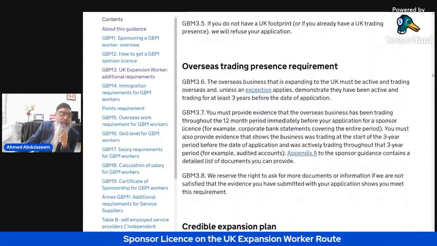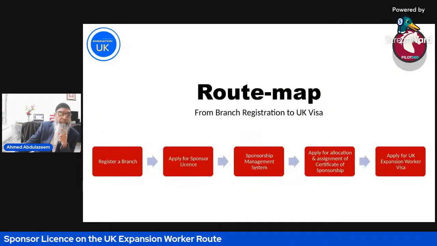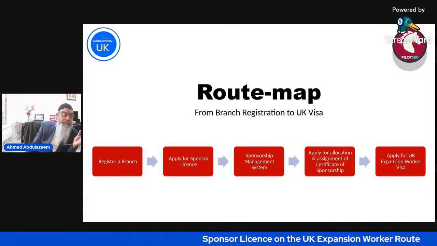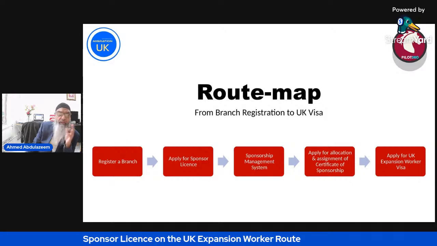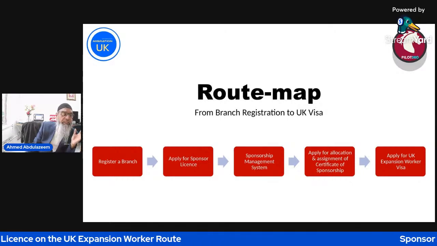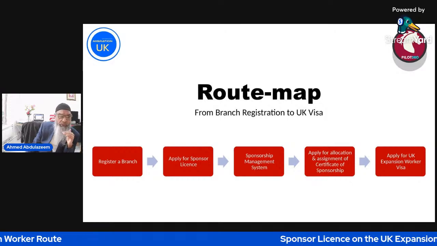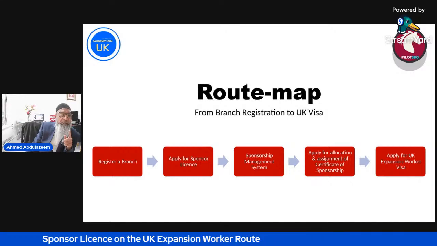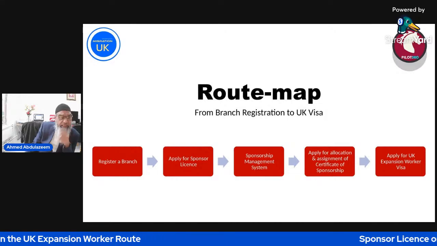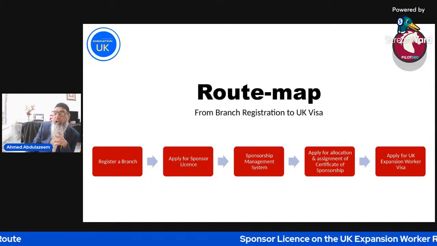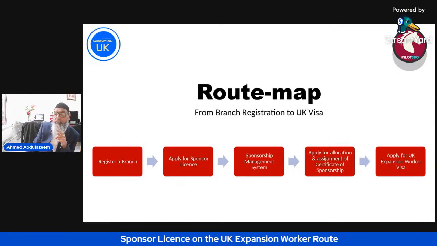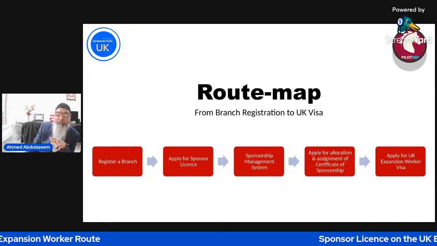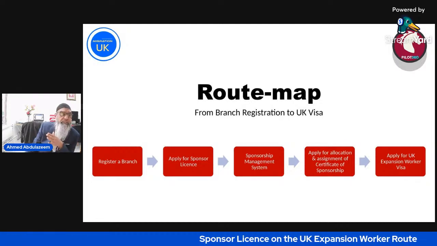But I would like to invite your attention back to this slide, that this is the route map: we need to register a branch in the UK first, and then we need to apply for a sponsor license. We have already discussed registering a branch in our previous video. Now in this session we have discussed applying for a sponsor license. I remind you, this sponsor license is on the UK expansion worker route. The next step is the sponsorship management system. After that is applying for allocation and assignment of certificate of sponsorship. And the last is applying for UK expansion worker. So we have covered 2 bits by now, and we will be covering the next 3 stages in our next video.